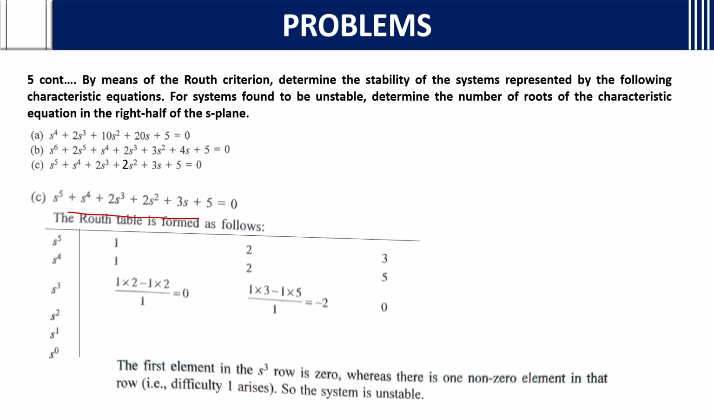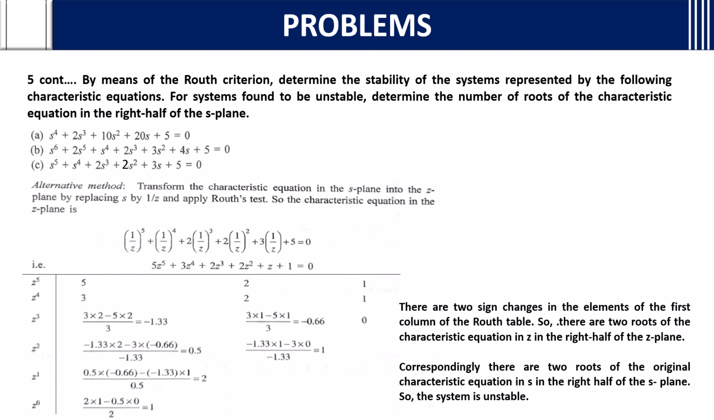You will replace s by 1 by z. By replacing s by 1 by z, you will get a characteristic equation by taking LCM. Again, you will write what? The Routh table. In the Routh table, you will just find the number of sign changes. From positive to negative 1, negative to positive 1, two sign changes.